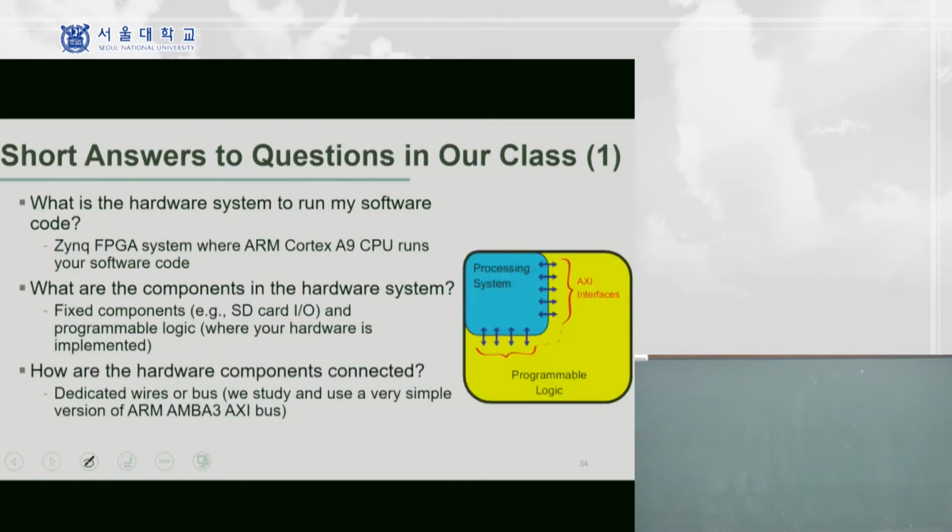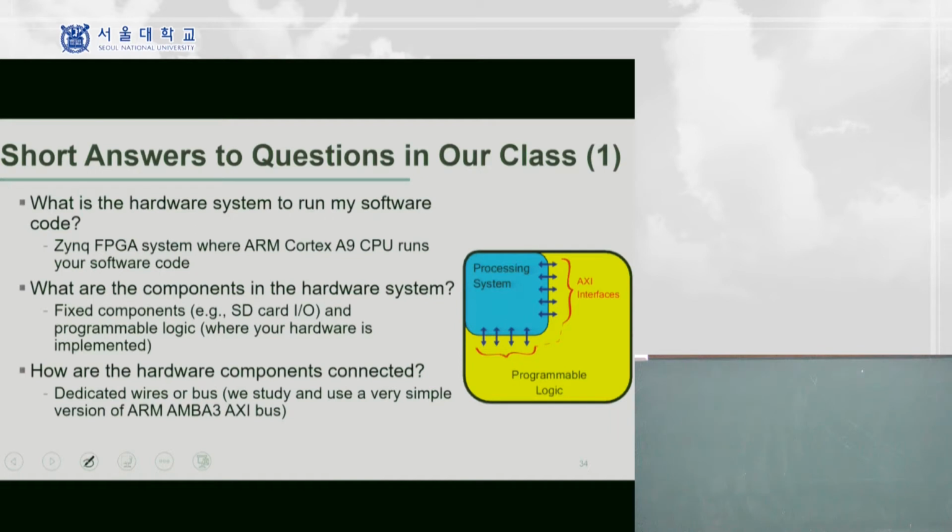The first question was, what is the hardware system to run my software code? Let's say you wrote some C code, you compile it and run it. The Zynq FPGA itself has an ARM Cortex-A9 CPU, which is an ARM core, and that CPU can run the operating system as well as your code. That's the answer.